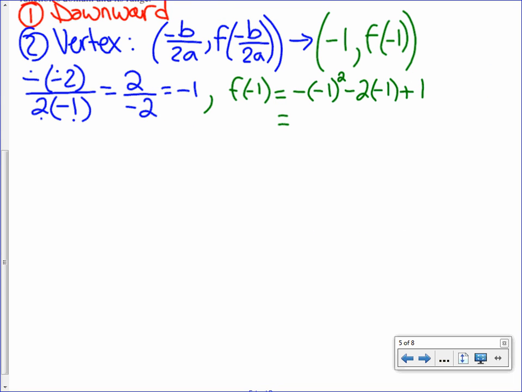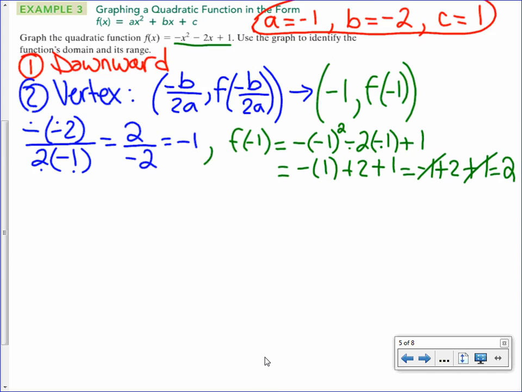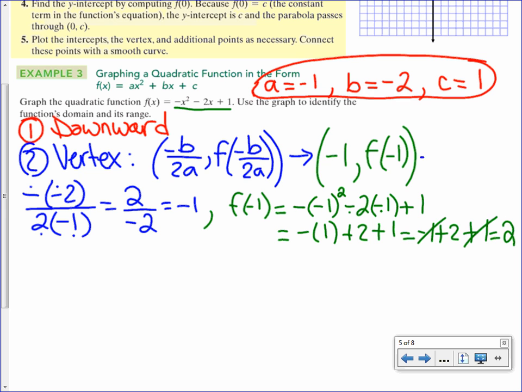To do it by hand, first we do what's inside the parentheses. So negative 1 squared would turn into positive 1. Negative 2 times negative 1, that's positive 2, plus 1. And then we will have negative 1 plus 2 plus 1. Negative 1 and positive 1 are opposites, so they cancel. They turn into a 0, and we have only 2 left. So from here, the vertex will be negative 1 comma positive 2, because 2 is the function value at x equals negative 1.